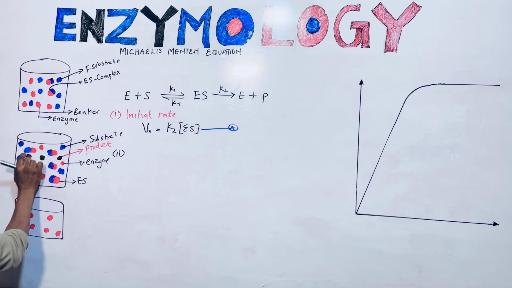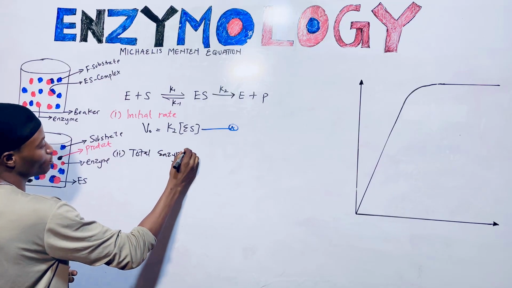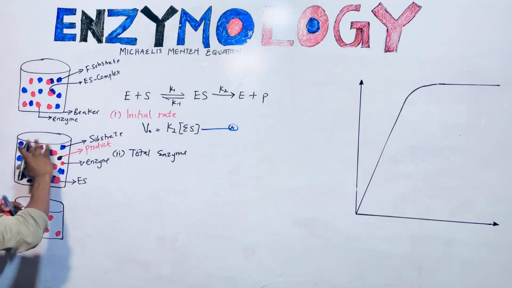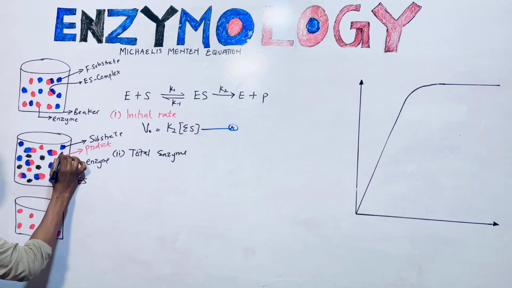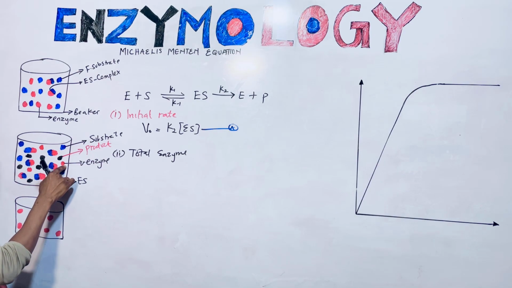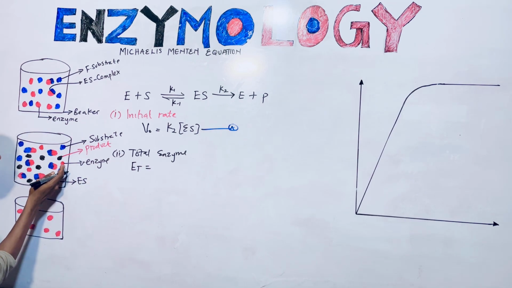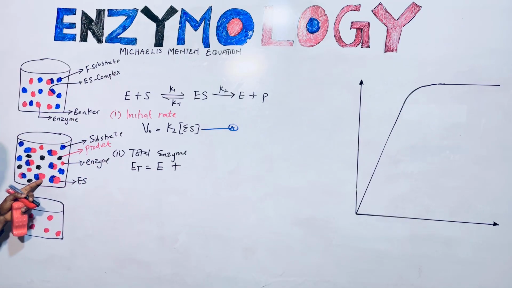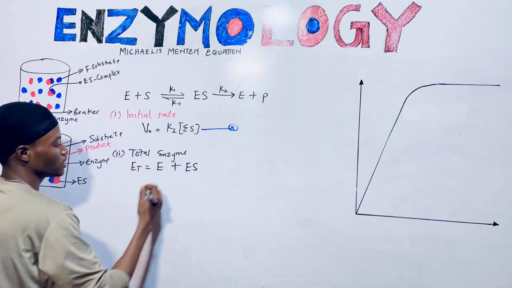From here, if you notice, what is the total enzyme in this case? I'm going to call this particular assumption the total enzyme assumption. Although it's not really total enzyme, I'm just using it to explain Michaelis-Menten in general so that you can understand it. So what is the total enzyme here? We have free enzyme molecules. Are you with me now? So enzyme total here is going to be our free enzyme, which is E, plus the enzyme that is bound to substrate to form the ES complex. So that's basically what we have.